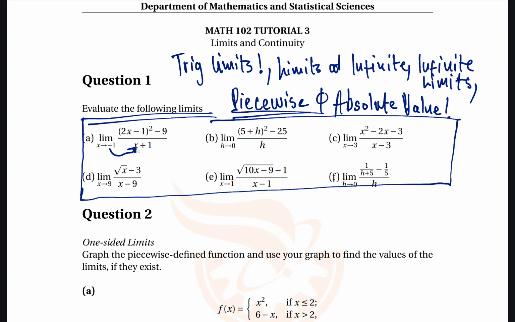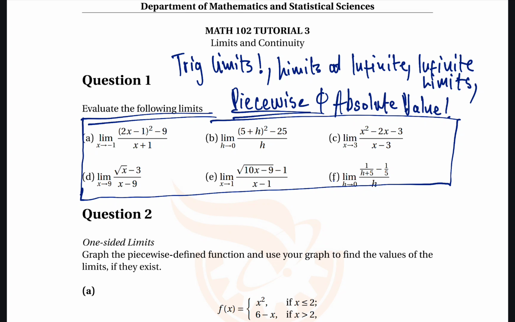Okay? If we put -1, we always try to put the value first. If we put -1 here, it'll be -1 plus 1, and it becomes 0. So the denominator here is becoming 0, so that means I cannot substitute. But then if I look, there is something I can do here. I can change something. What is that?